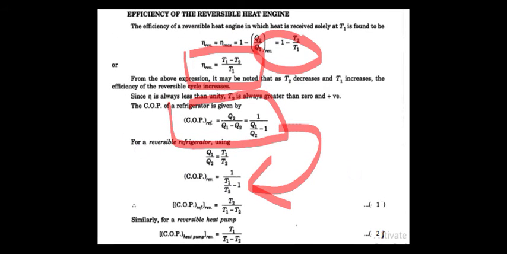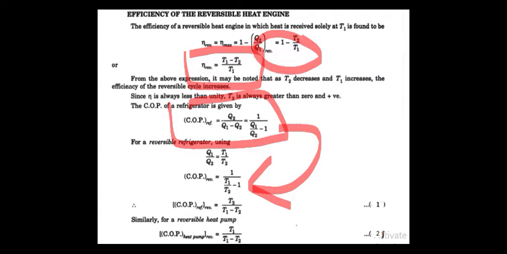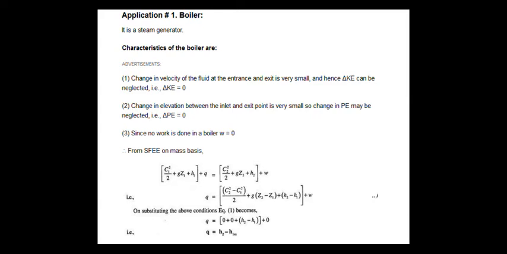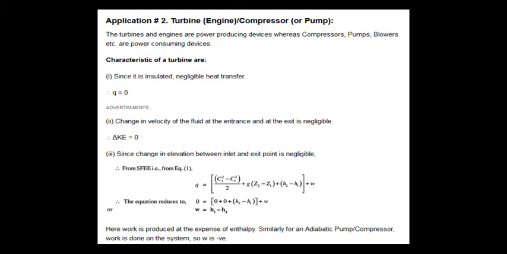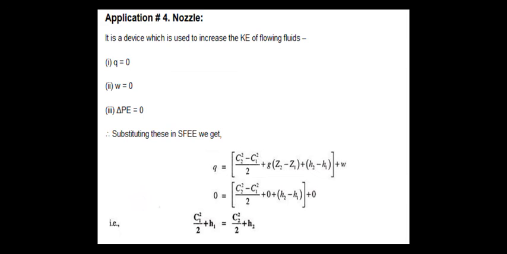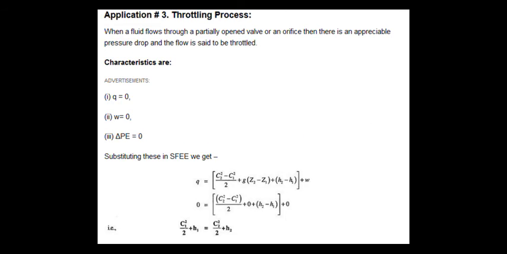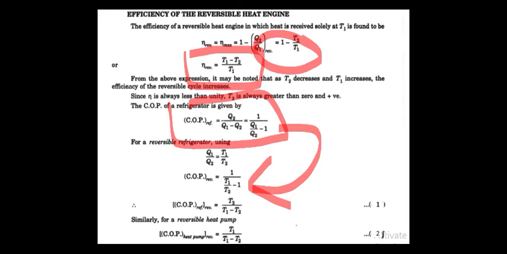So till now we have discussed the heat engine and the reversible heat engine, and we have calculated the coefficient of performance. In the next part of the video, we will be looking at boilers, the steady flow energy equation, the applications in turbines, and the applications in terms of the throttling process, nozzles and condensers. So in the next part of the video we will be focusing on this.